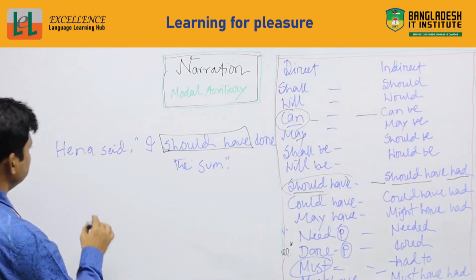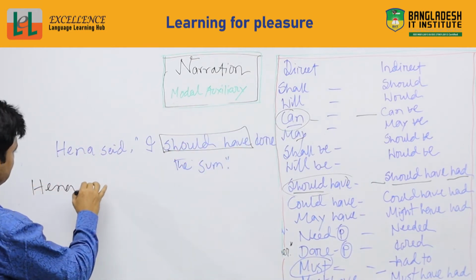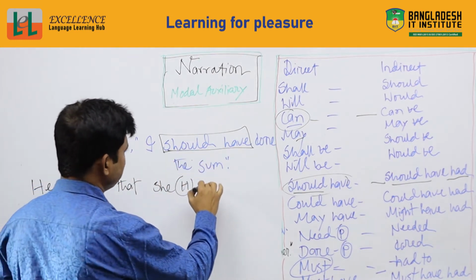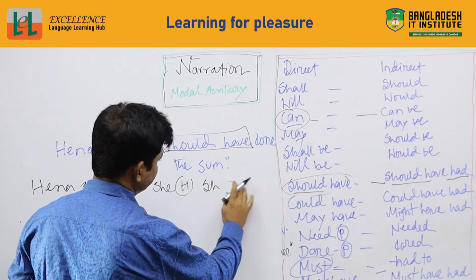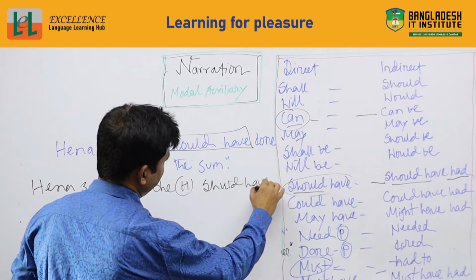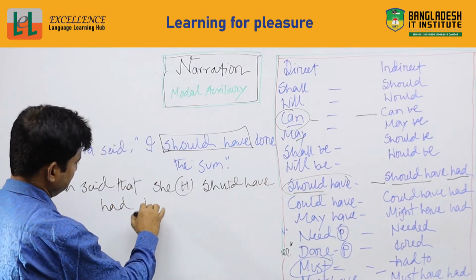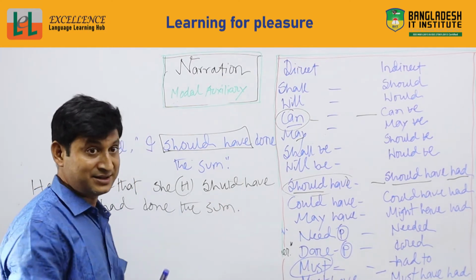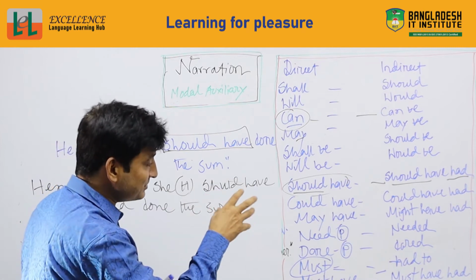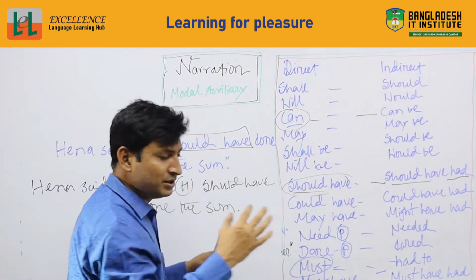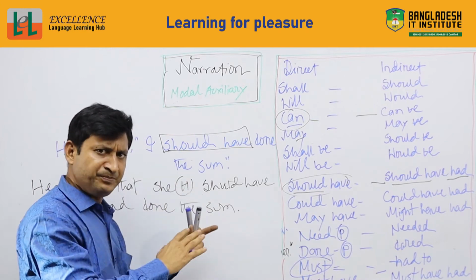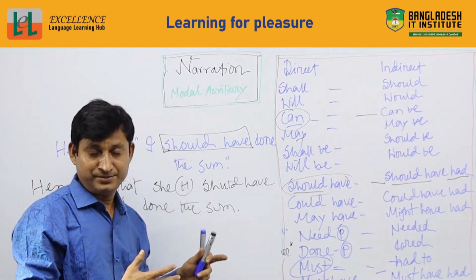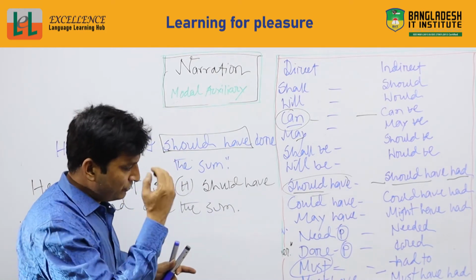Okay, so have a look. Hina said that she (in bracket H) should have had done the sum. She should have done the sum. Well, so thank you so much. All the rules will be like that. In the same way, we just change the auxiliary verb from direct to indirect speech. We will follow that one.